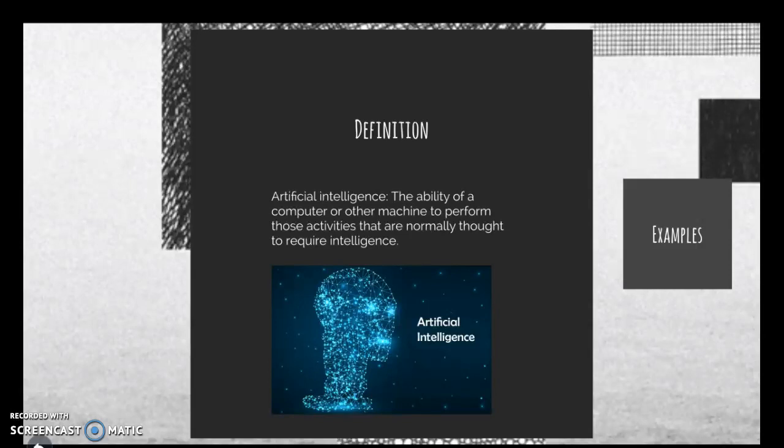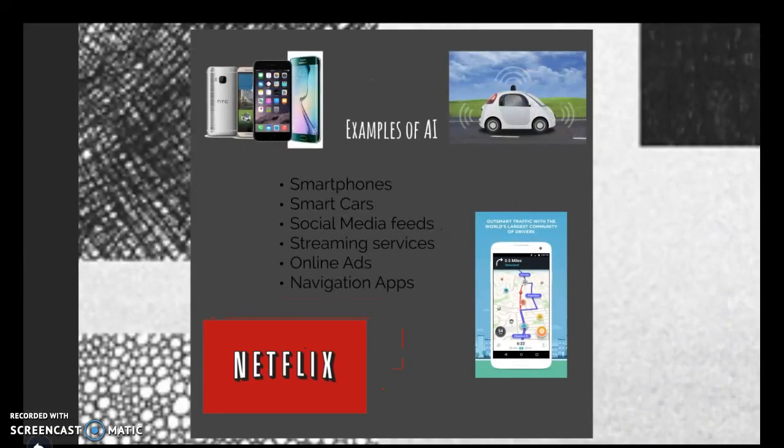But artificial intelligence is so much more than that. And here are some examples of artificial intelligence that we use in our everyday lives. So artificial intelligence, or AI, can include things like your smartphone, especially Siri, Google, or Alexa. Any program that can respond to you is a great example of artificial intelligence.